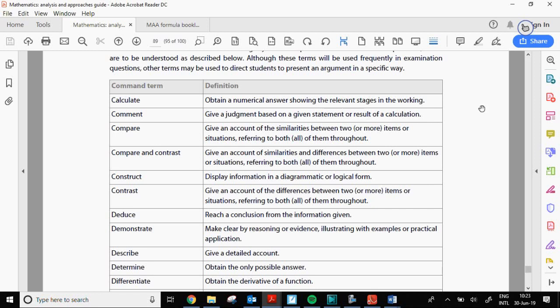So starting off with the very first one, calculate: obtain a numerical answer, showing the relevant stages in the working. So that means you've got to show your work. If you only get the correct answer and you don't write anything down, you're not getting credit for that problem. Like you're getting 0 marks. Okay, and when I give you exams, I grade according to the official IB mark schemes to the best of my ability to do so. And if the instructions say to calculate and you don't show the relevant stages in the working, you're not getting the points.